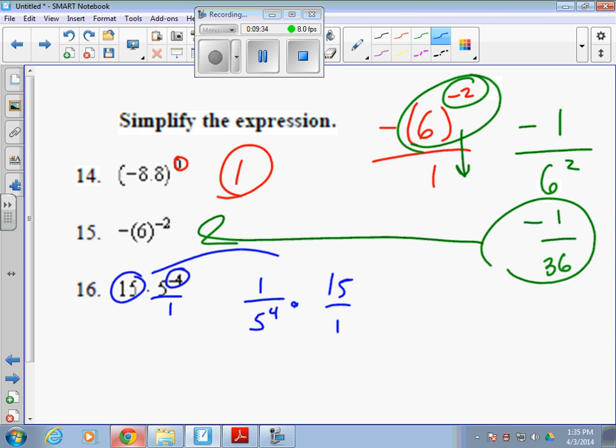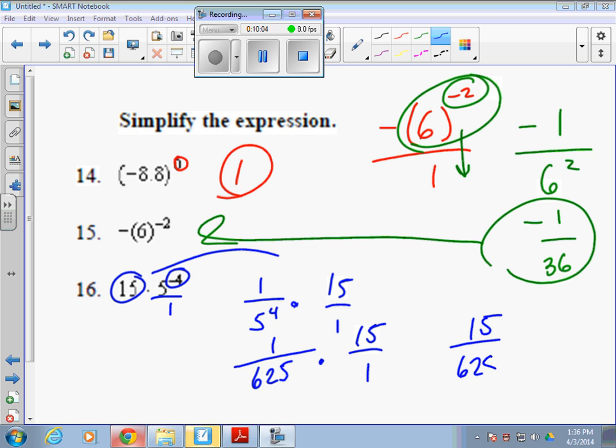So 1 over 5 to the 4th. 5 to the 4th: 5 times 5 is 25, times 5 is 125, times 5 more is 625. So we have 1 over 625 times 15 over 1. If you multiply straight across, you get 1 times 15, which is 15, and 625 times 1, which is 625.